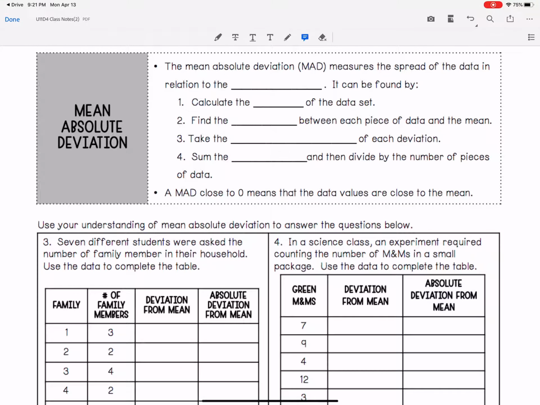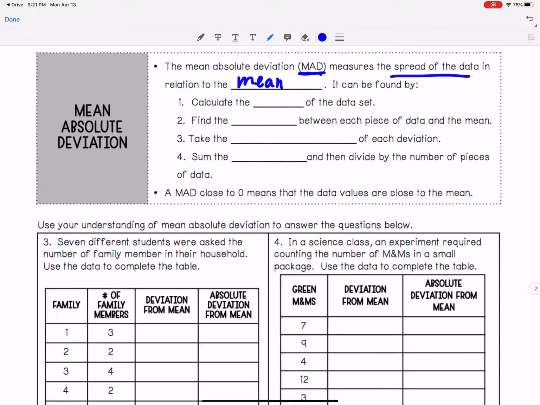Let's talk about mean absolute deviation. We're going to summarize this as MAD, all caps. The mean absolute deviation measures the spread of the data in relation to the mean, in relation to the average. So we're talking about a spread of data in relation to the average number that you get.